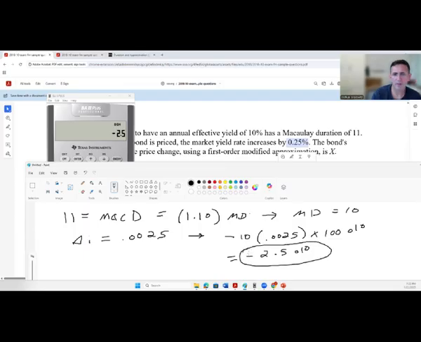Remember, basically everything we have and will do, prices decrease as interest increases.